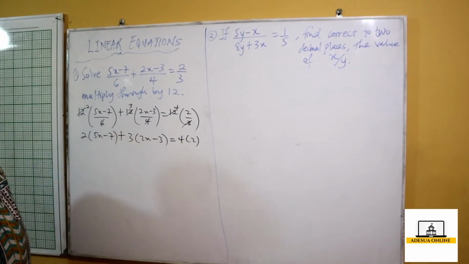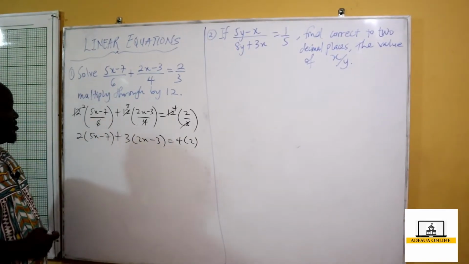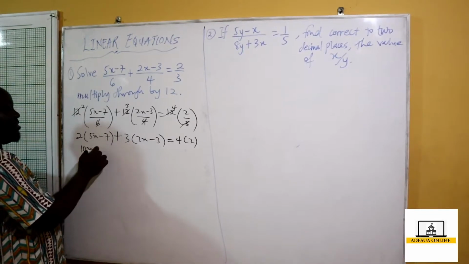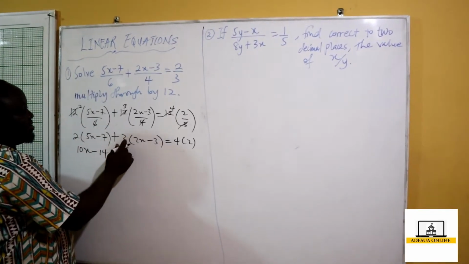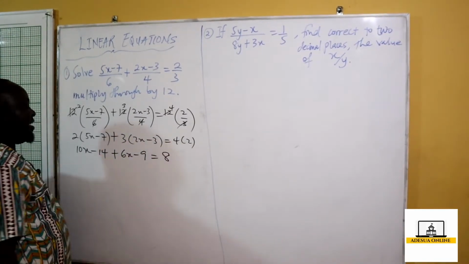With this, we are going to expand and get rid of the brackets. 2 times 5 is 10x. 2 times minus 7 is minus 14. Plus 3 times 2x is 6x. 3 times minus 3 is minus 9. Equals 4 times 2, which is 8.